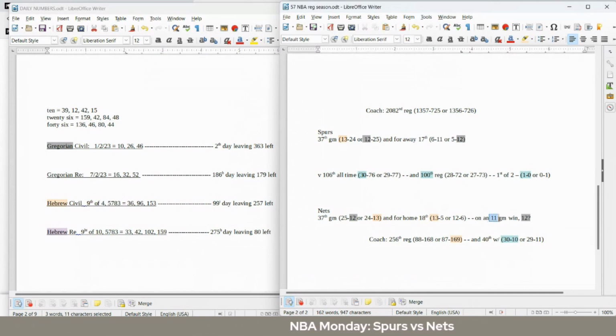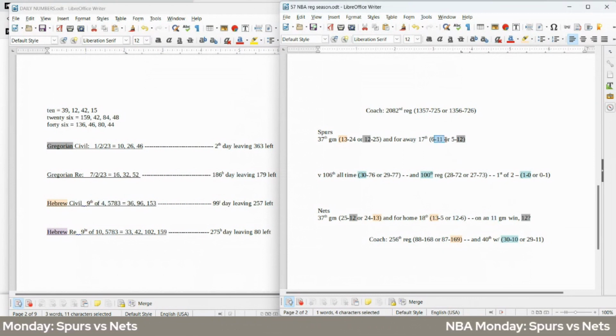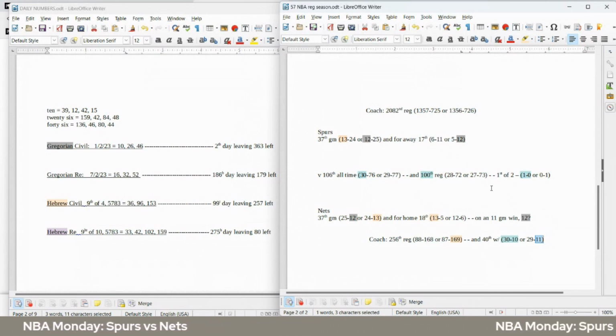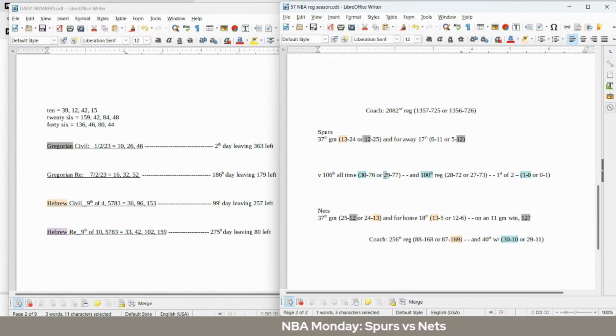The Nets can end their 11-game winning streak as the Spurs sit on 11 road losses with the win, as the Nets coach gets his 11th loss regular season as a coach for the Nets. He would sit on 29 wins with the loss, as the Nets sit on 29 all-time head-to-head wins against the Spurs with the loss.